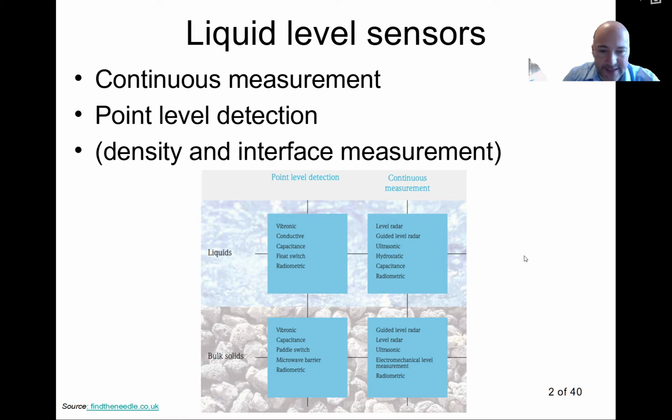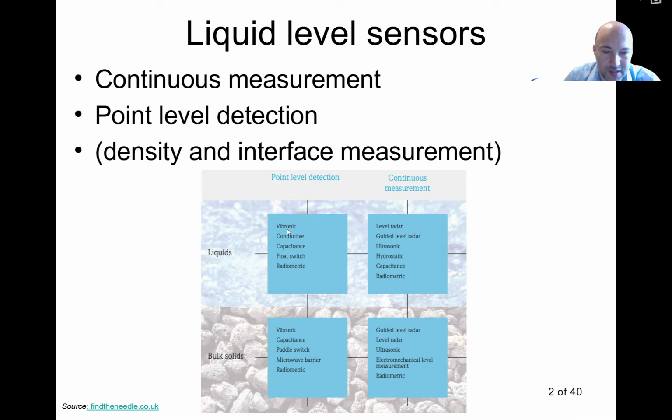On the picture you can see that some of the principles that we will discuss are fine for both types of measurements. So for example, you can see that in the point level group we have capacitance, but we have capacitance also in the continuous measurement. So this means that it is possible to detect with capacitance both continuous level and point level as well. And you can see that the principles will vary a little bit if it will be a liquid or if it will be a solid. But again, we can see the capacitance here. So capacitance will be a very universal principle also for liquid level. And we can see other principles as well.